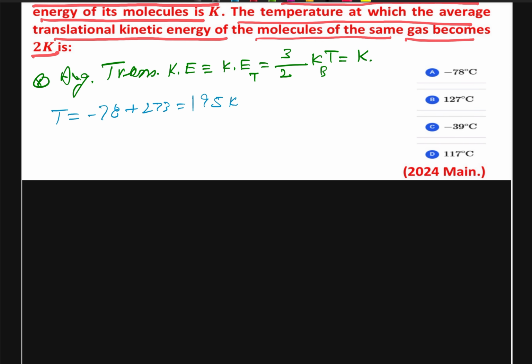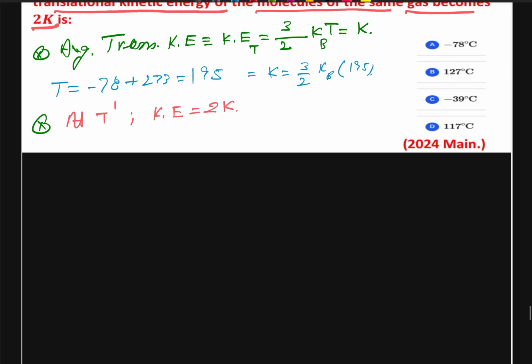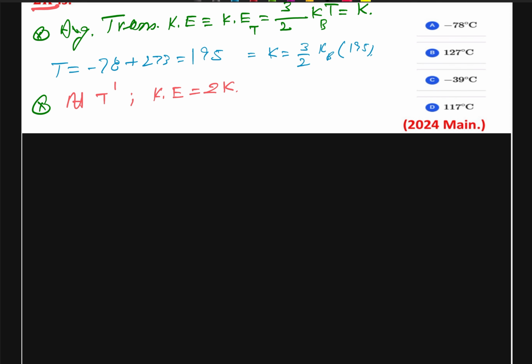So it means our K comes as 3 by 2 Kb times 195. In the second case, we assume at T prime the kinetic energy becomes 2 times K. Therefore, we can write the formula that 2 times K will be equal to 3 by 2 Kb T prime. And K we already know, so we substitute it.